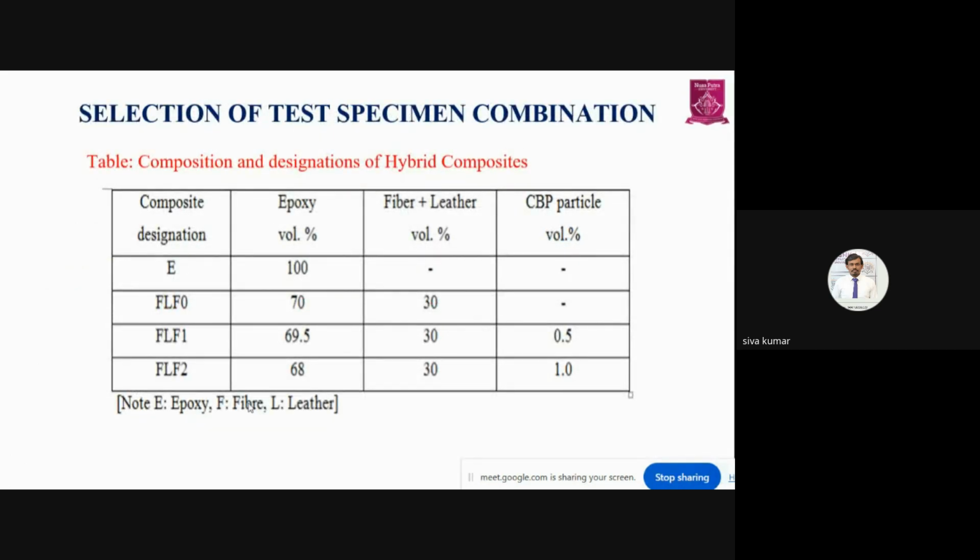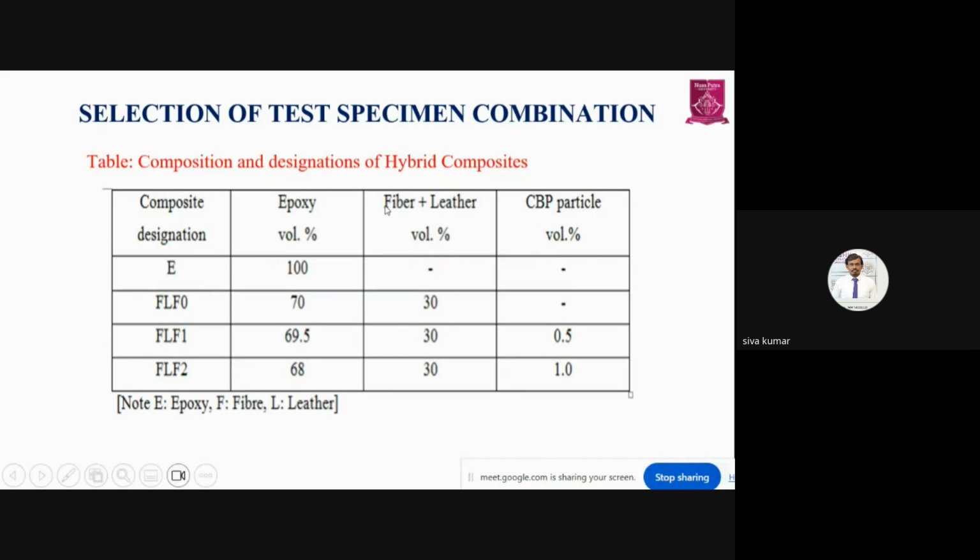And these are my designations of the composites. The first one is pure epoxy, 100%, to check the difference in mechanical properties. The second one, FL-F0, is 70% epoxy and only fiber and leather, no CBP particles. It is a very normal method, 70-30. The third one, FL-FN1, is 69.5% epoxy and 30% leather and fiber.